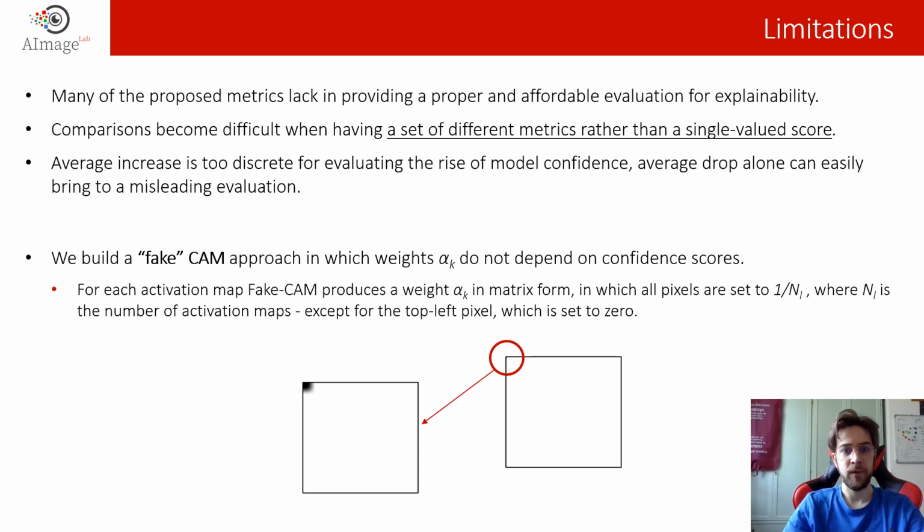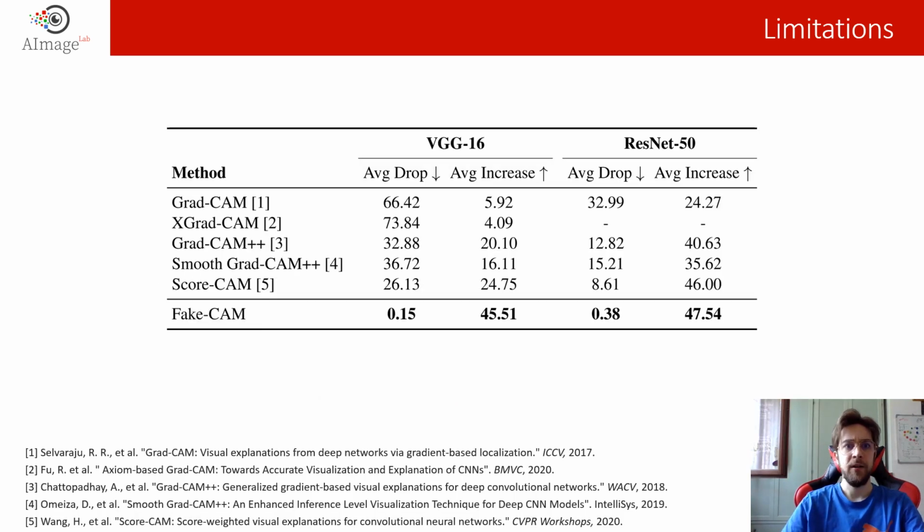Obviously, in terms of explainability of the CNN, these saliency maps are totally insignificant, and the right metrics should give awful results. As we can spot in this table, our fake CAM is winning badly, reaching ideal scores in terms of both average drop and average increase.